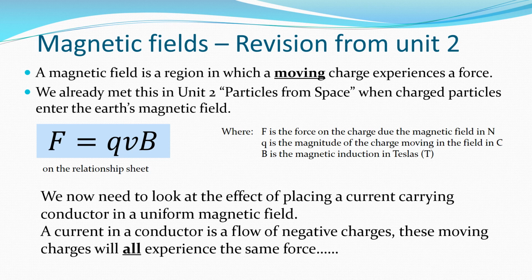A current in a conductor we can consider as a flow of negative charges. So we're using the right-hand rule here from Higher. These moving charges will all experience the same force as they move through the conductor, which means that there will be a uniform force across the whole length of the conductor within the magnetic field.